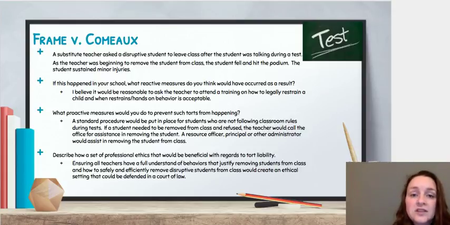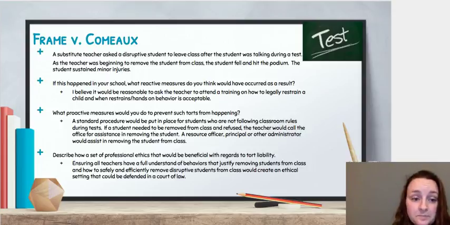And then when we look at a set of professional ethics, I think it would be extremely important for all teachers to understand the behaviors that would justify removing a student from class, and then also how to go about removing a student from class, just so that everything is understood and all the teachers are following the procedures we have put in place.